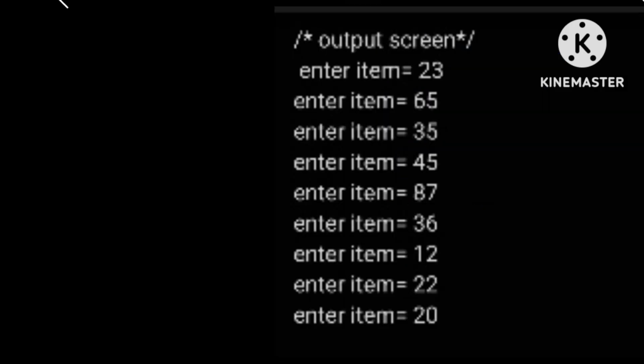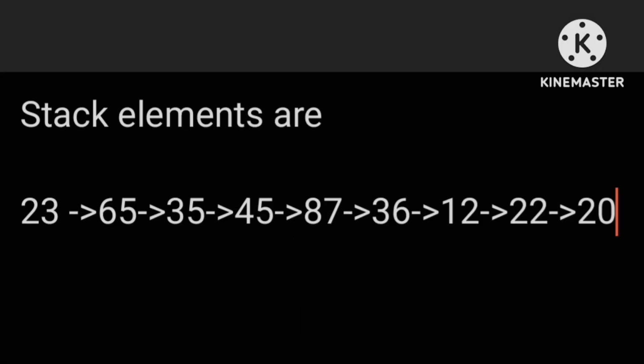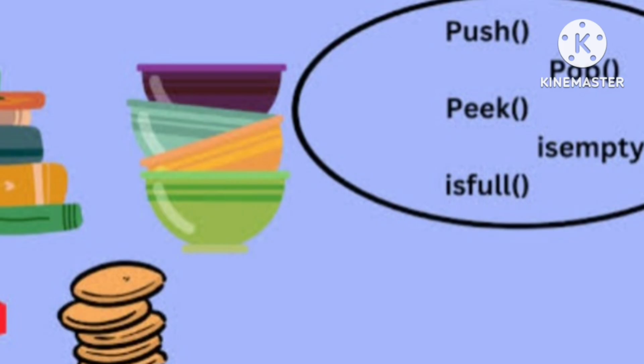So the output screen of the program will look like this. Each time we enter an item onto the stack, and at last the stack elements inserted will look like this. So 23 is the first element and 20 is the last element which is inserted onto the stack.